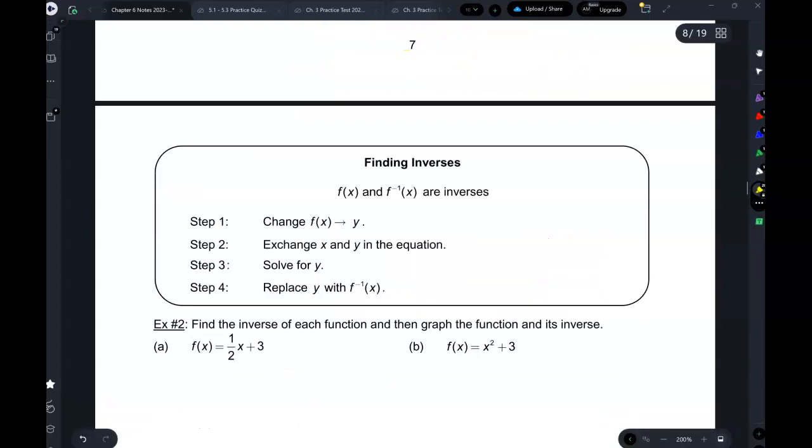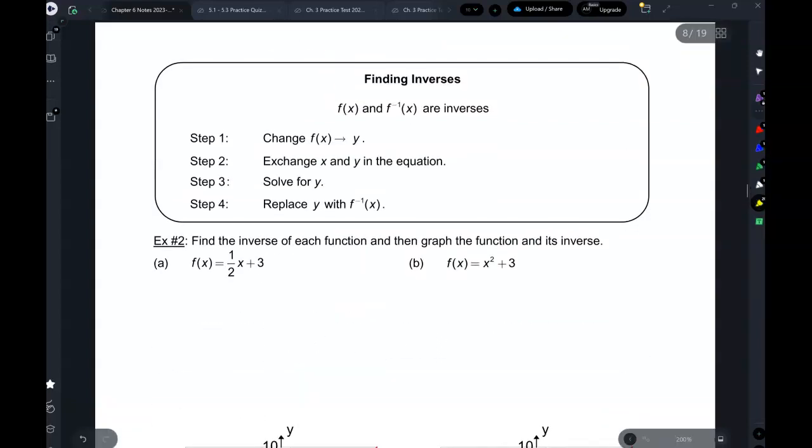All right. So how to find an inverse if you have a function? First of all, if you have a function f of x, the inverse is written as f to the minus 1 of x. But we never read it as f to the minus 1 of x. We say f inverse of x, or the inverse of f of x. Now, step 1, you rewrite f of x as y. Just relabel it. No math there. Next, exchange x and y in the equation. Solve for y and then replace y with f inverse.